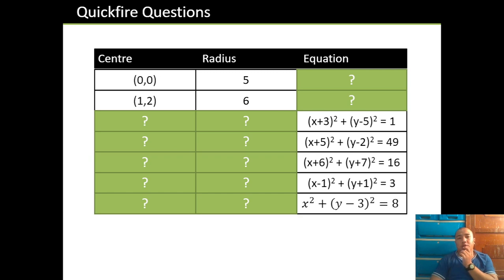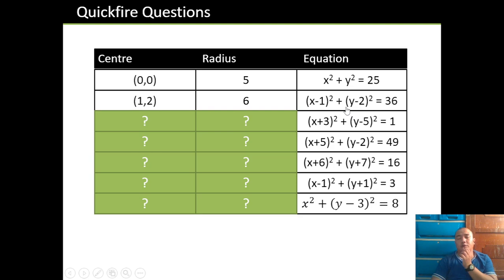Okay, quick-fire questions. Given the center and radius, what is the equation? For number 1, x squared plus y squared equals 25. For number 2, center 1, 2, radius 6: x minus 1 quantity squared plus y minus 2 quantity squared equals 36.